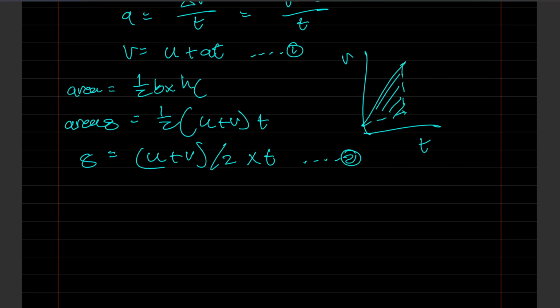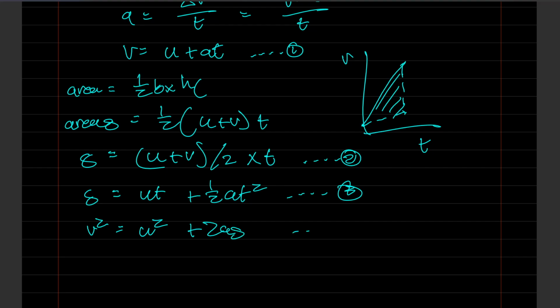And by inspection, we can find the other equations, which would also become s is equal to ut plus half at squared. That would be our third equation. And our final equation would be v squared is equal to u squared plus 2as. And that would be our fourth equation. Now, let us tackle our first example problem.